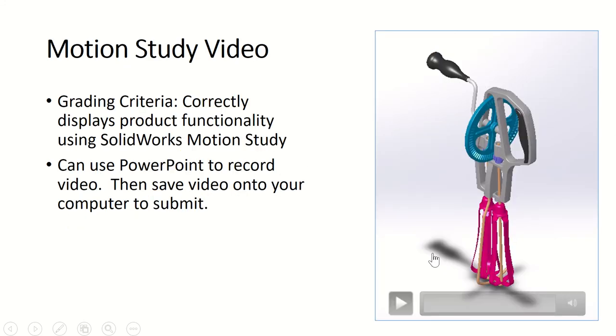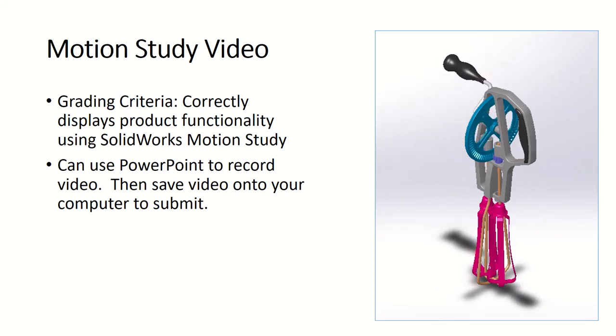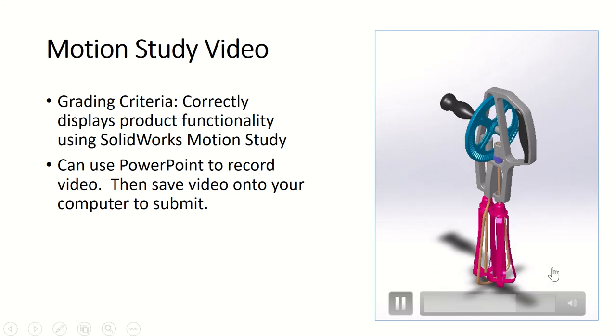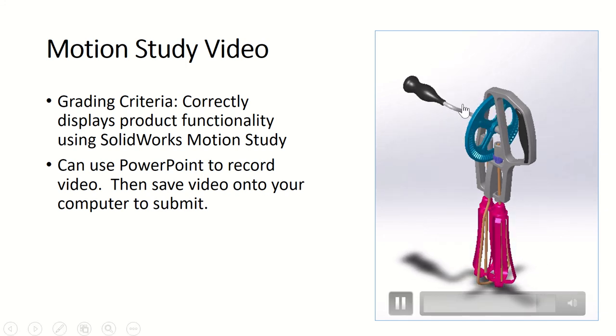You are going to create a motion study video. We talked about this in one of our labs, so you should be able to create a motion study, and I believe we did it with the gearbox. You click play. Here is an example of what your motion study should look like. We can see that when we rotate this crank or this handle right here, the blades rotate as well.